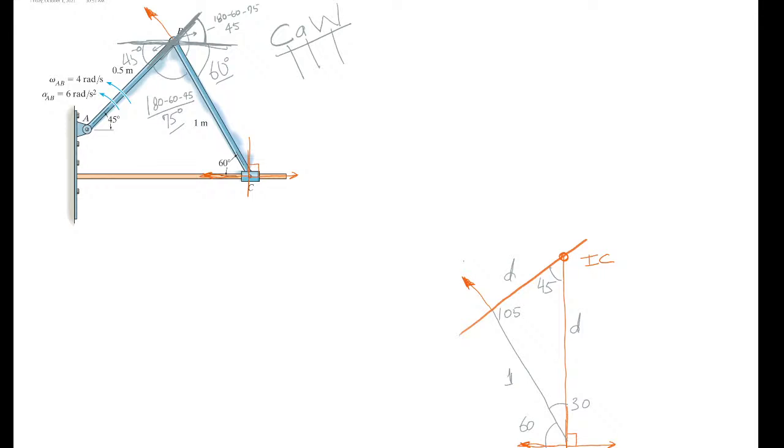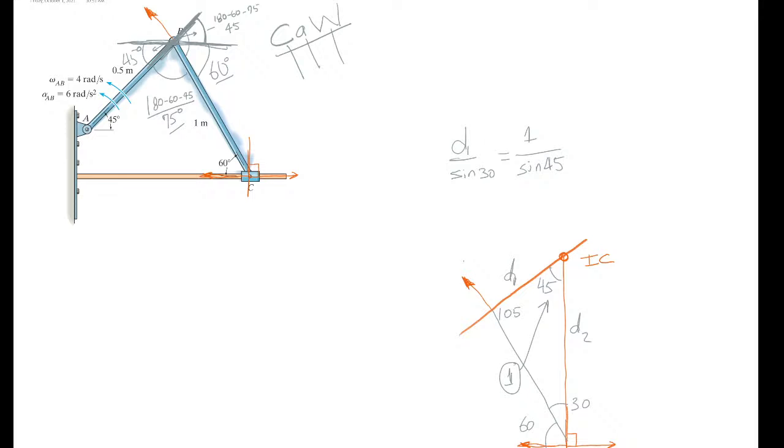Now, that means I know all the angles on one side. So I'm going to go ahead and list this one as D1, D2. Now, D1 over sine of 30 is equal to 1, which is this one, over the sine of 45. So let me see if I can hammer this out.